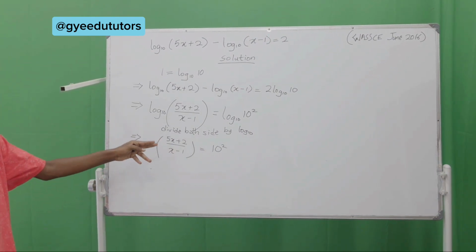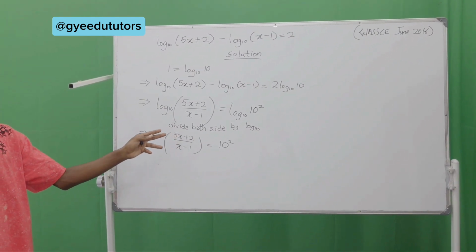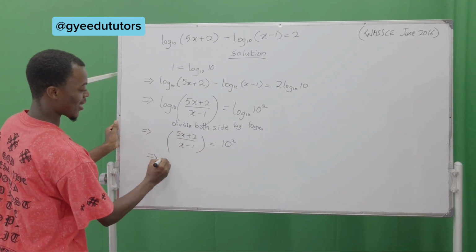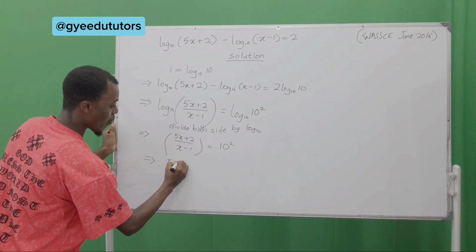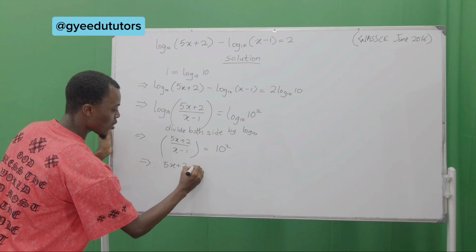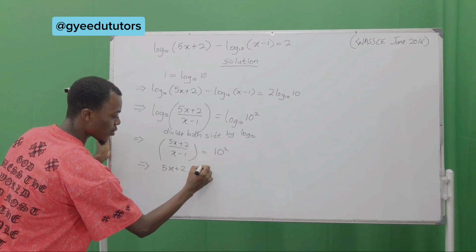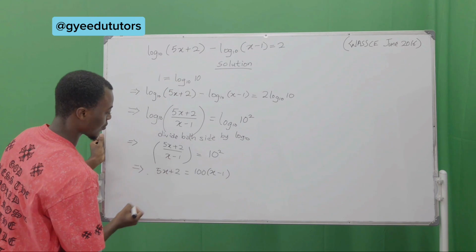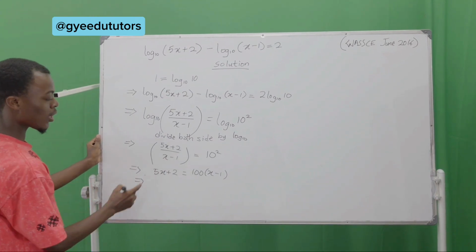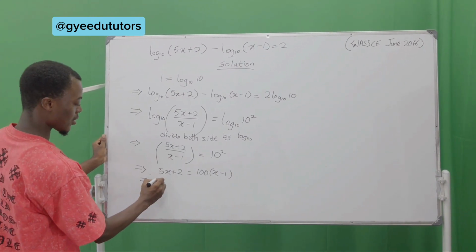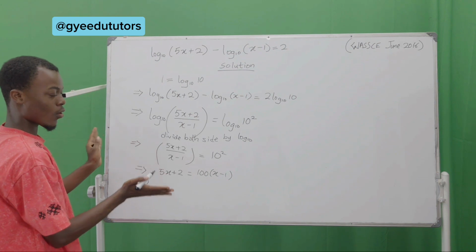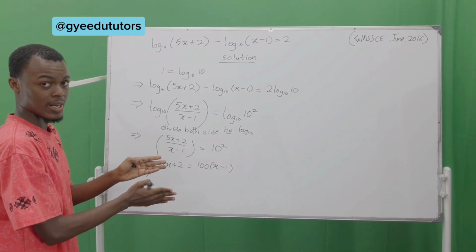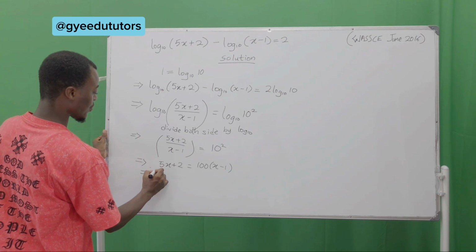Now when you get to this side, you can cross multiply. You can cross multiply. So now we have what? 5x plus 2, which is equal to 10 squared, which is 100, so we have 100 times x minus 1. So now here we can group like this. So all the ones with variables on one side and the numbers on the other side. So now we have what?